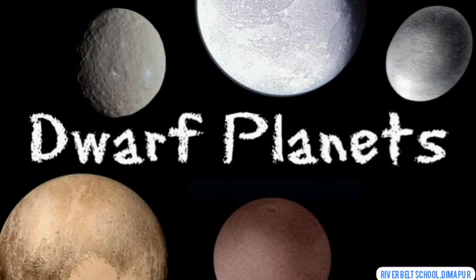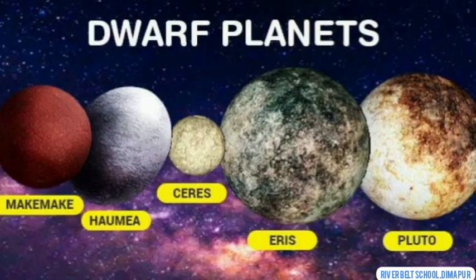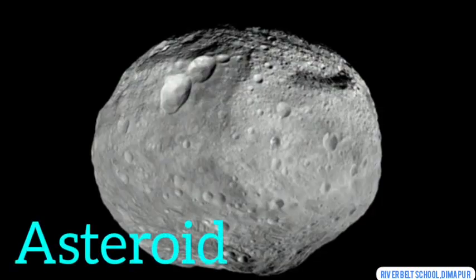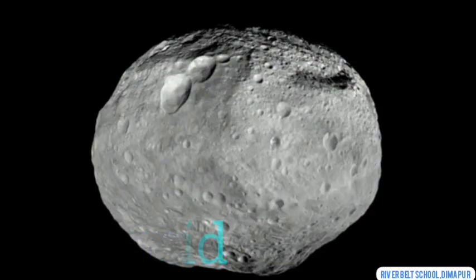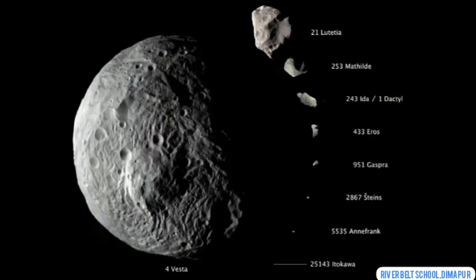Dwarf planets. Dwarf planets are small round bodies orbiting the Sun. Pluto and Eris are few examples of dwarf planets. Asteroids. Asteroids are solid, rocky, and irregular bodies that orbit the Sun. They are also known as planetoids. Ceres was the first and the largest asteroid to be discovered in 1801.